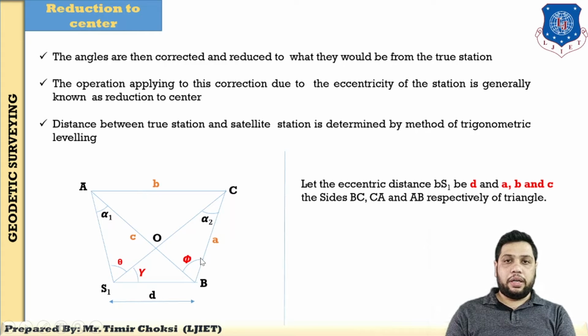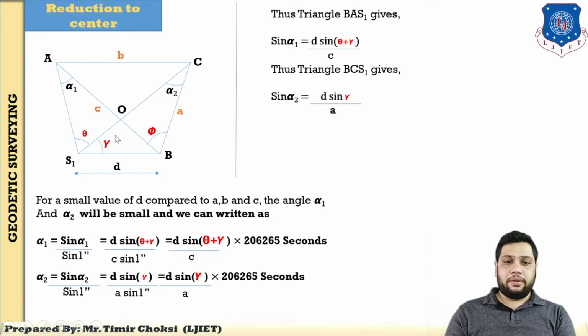Our main goal is to find the angle phi. First, take the triangle BAS1, because the unknown angles are alpha 1 and alpha 2. Using the sine rule, sine alpha 1 divided by D equals sine theta plus gamma divided by C.